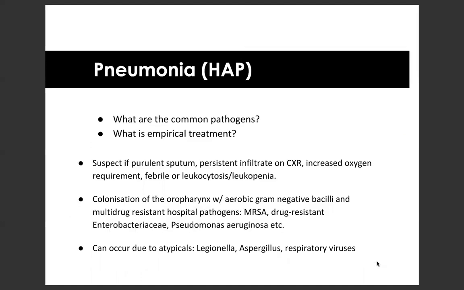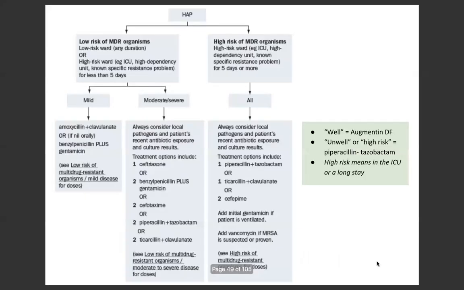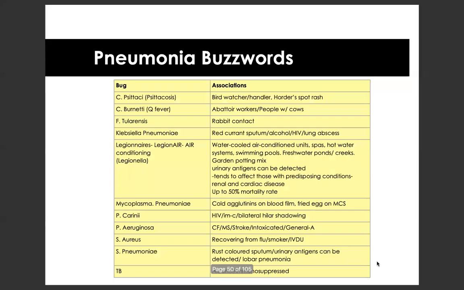Also important to know, distinguish it from hospital-acquired pneumonia, because that tends to be caused by more multi-drug resistant pathogens. That's why the treatment is slightly different. For community-acquired pneumonia, if they're well, you use amoxicillin, but in HAP, if they're well, use Augmentin Duofort because you want more broad spectrum cover. And if they're unwell with HAP, you use Tazocin, which is more broad spectrum again.